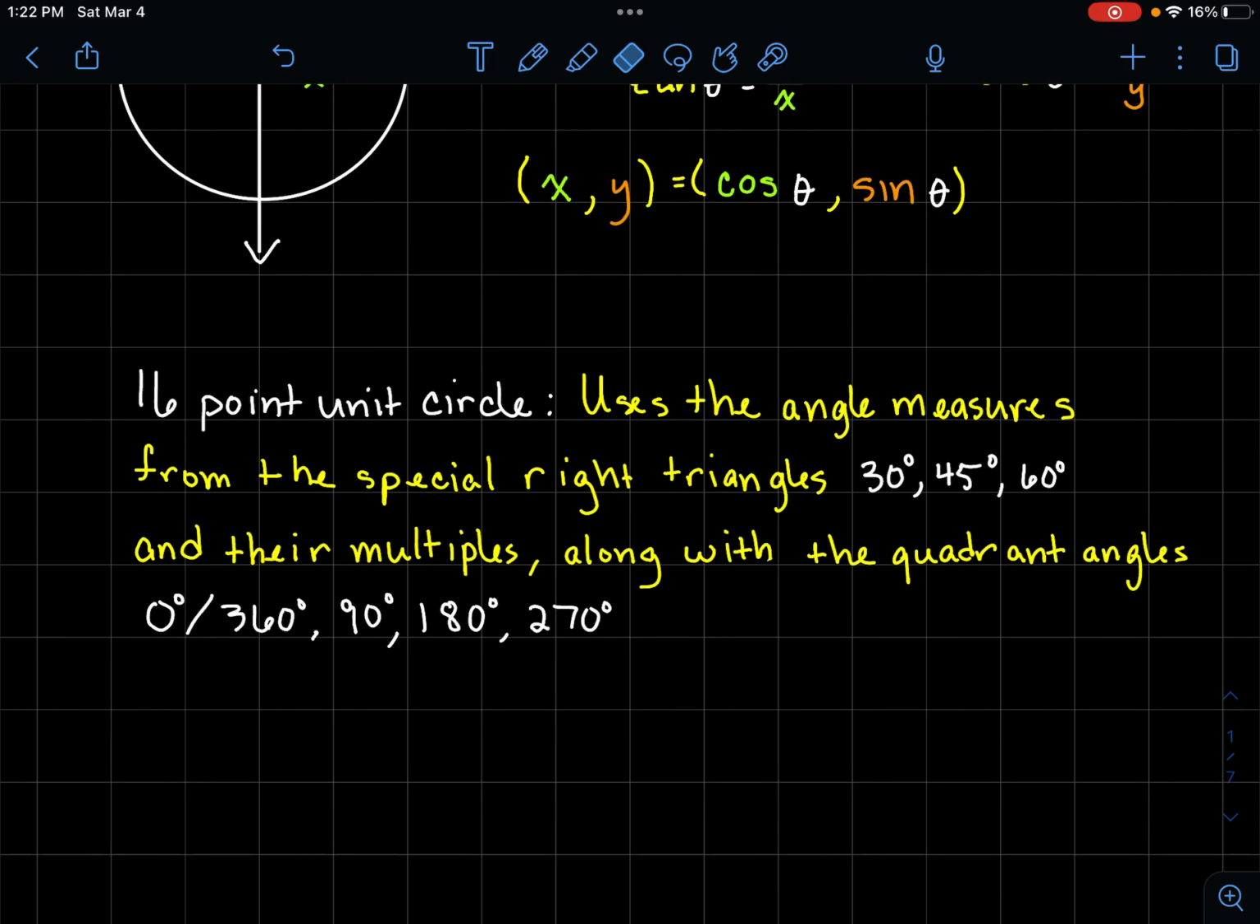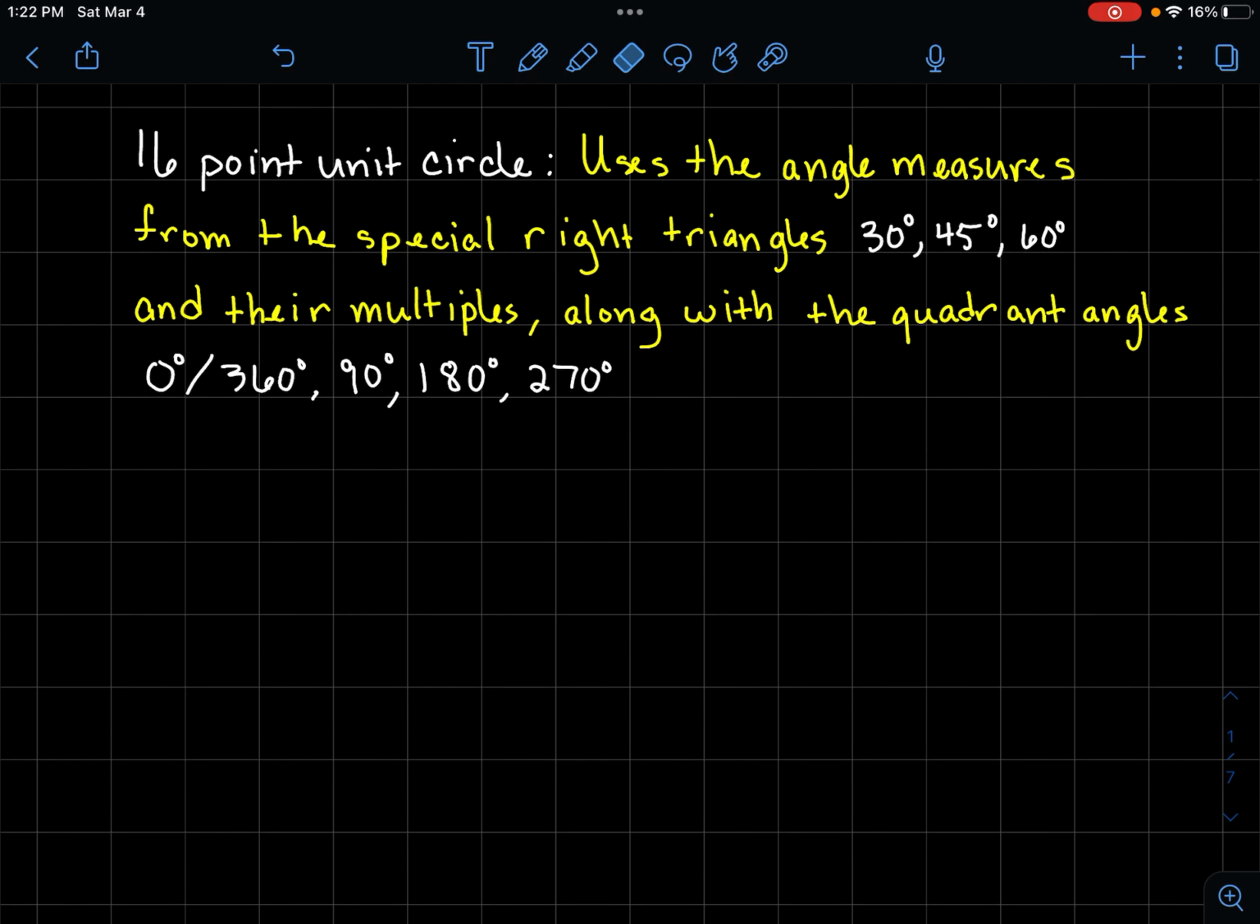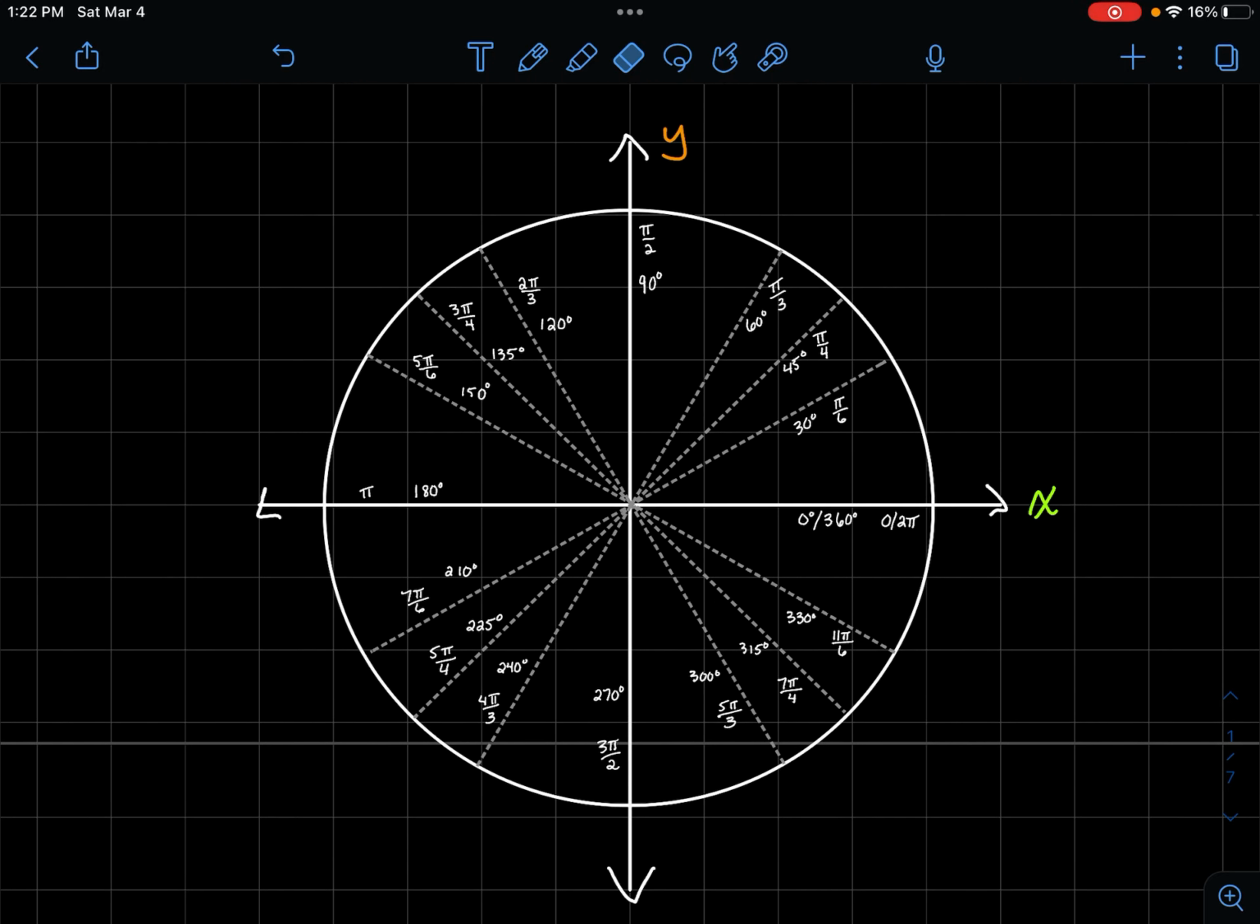Okay, the next thing we have is what we call the 16-point unit circle. What this is made up of is all of those angle measures from the special right triangles that you've learned in geometry class and that we reviewed here in trigonometry. We have the 30, 60, 90 triangles, we have the 45, 45, 90 triangles, and we also have all those quadrant angles like 90 degrees, 180 degrees, 270, 0, and 360.